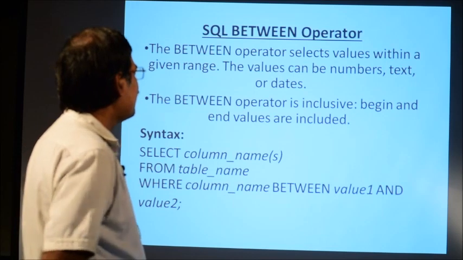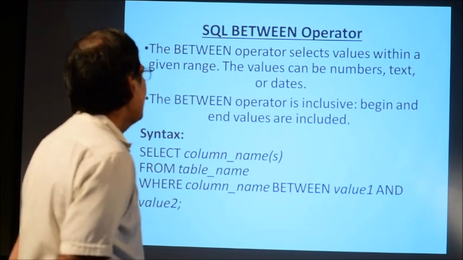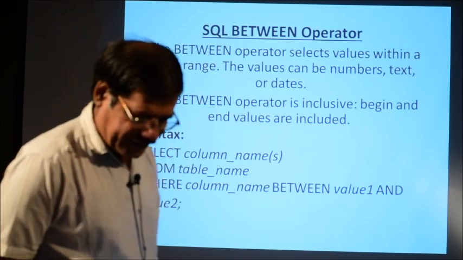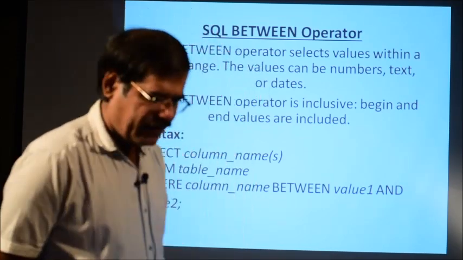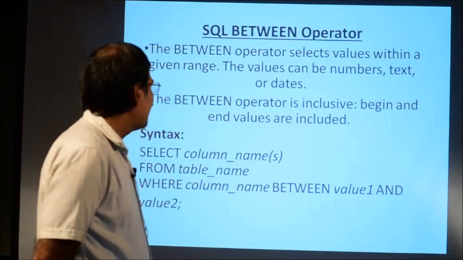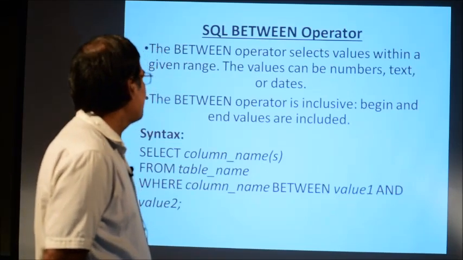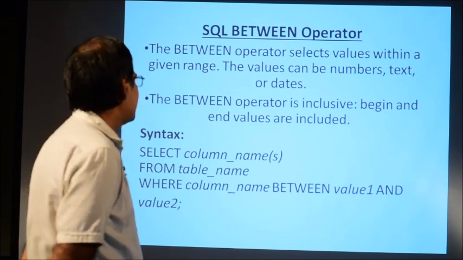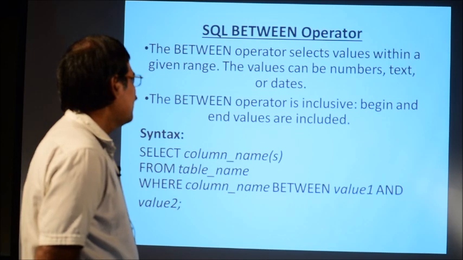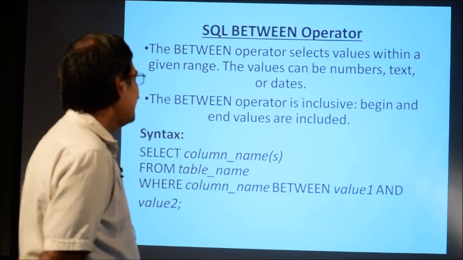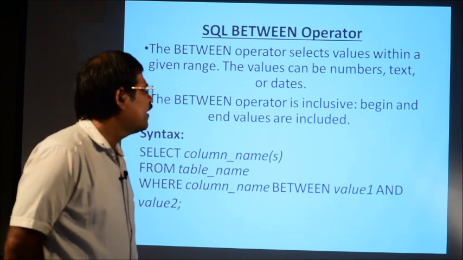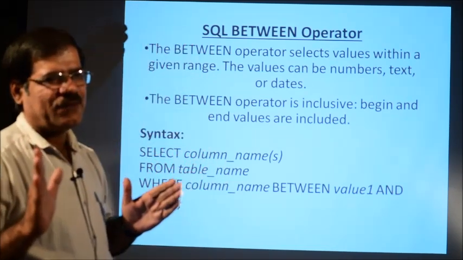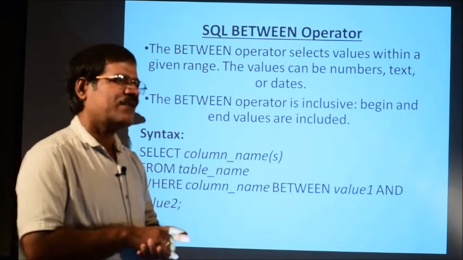So the next operator we are using in SQL is the between operator. Last class I already gave one example of the between operator. So again I am giving another example of the between operator. The between operator selects values within a given range. The values can be a number, or text, or a range of dates. Within that particular range, those records will be selected and displayed on your screen.